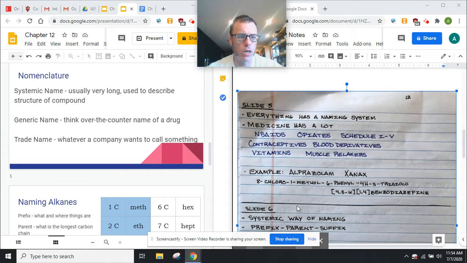Right, nomenclature. Everything has a naming system. If you're sailing or playing basketball, there's a naming system for everything. So there's the systemic name, which is usually very long and describes structure. Generic name, think over the counter, like ibuprofen. You can buy that. And then there's the trade name, which is what a company decides to call something.